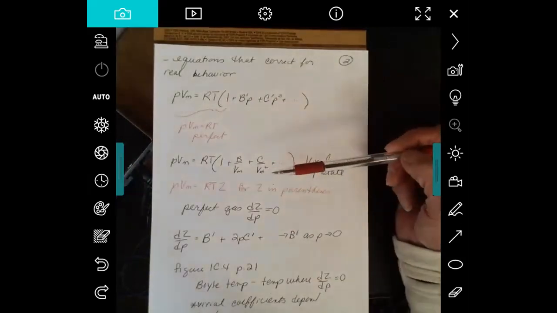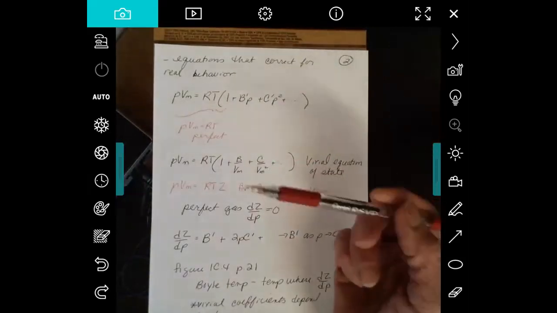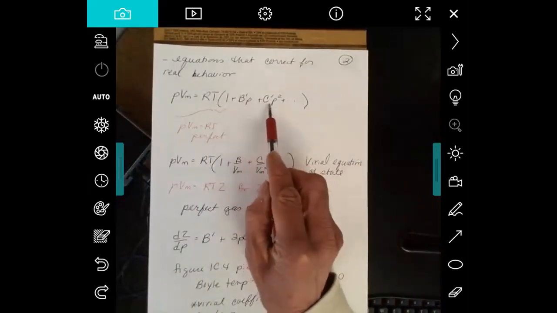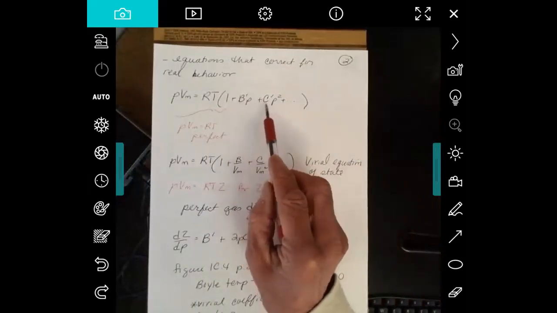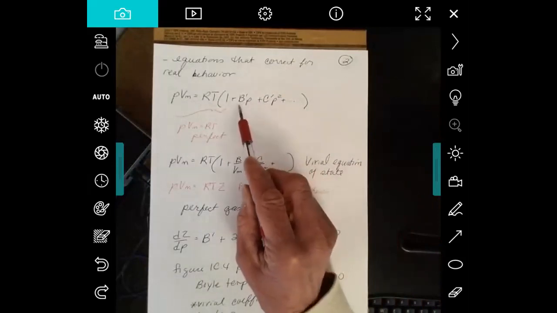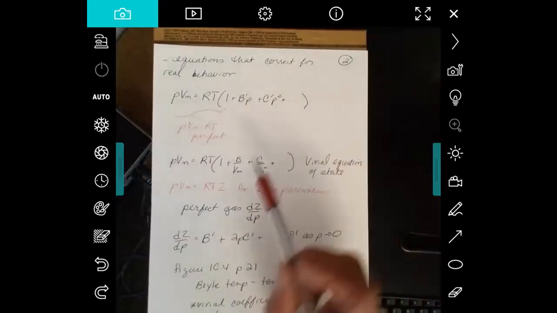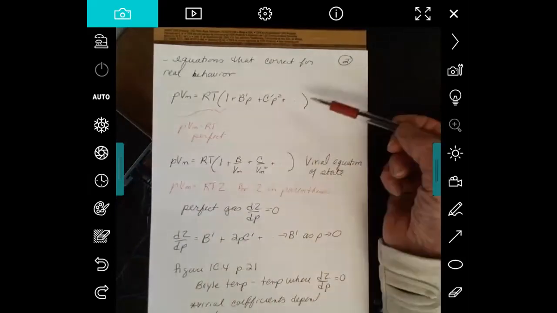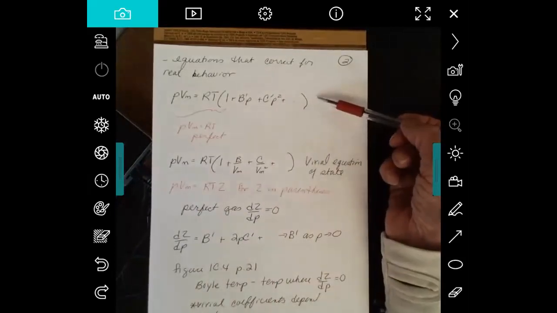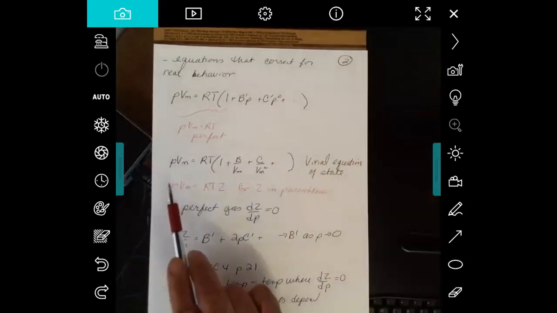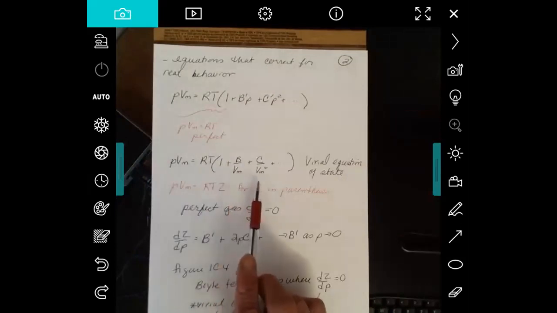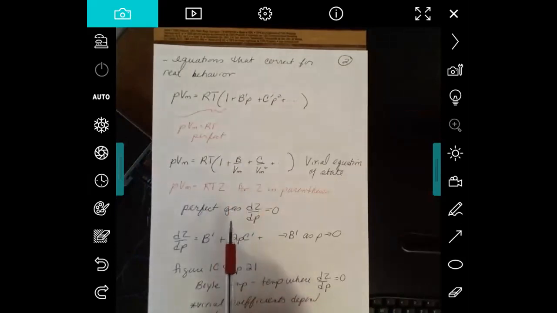So each of these equations could be used in the same way. And so the B and the C, they're virial coefficients that are determined experimentally, which correct for non-ideal behavior. So you could do either this virial equation of state as a function of pressure corrections, or this one as a function of molar volume corrections.